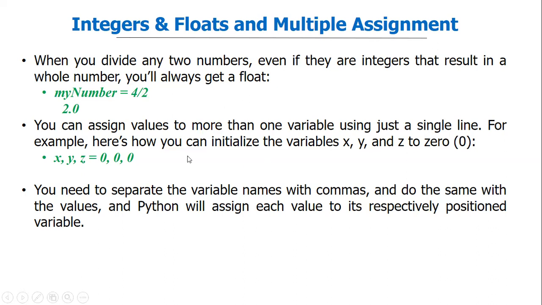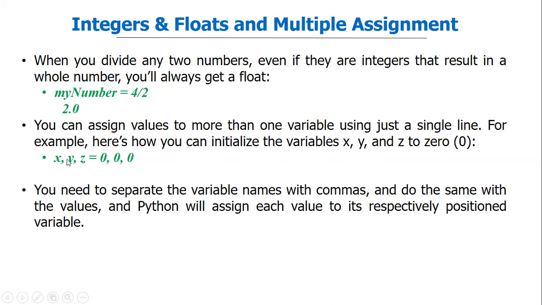For example, here's how you can initialize the variables x, y, and z to 0. So we have x, y, all these are variables. You have x, a comma, a space, y, a comma, a space, and z equal to values, respectively. So if you have 5 over here, then x represents your 5.